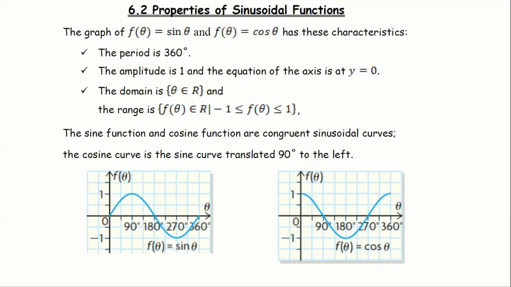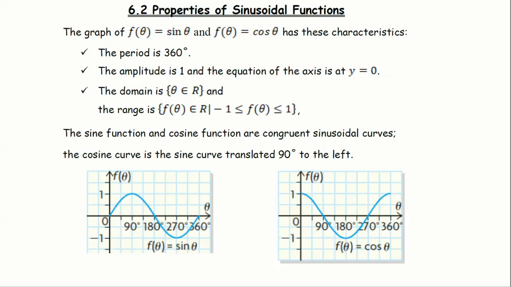Okay, so just a quick recap of the different properties of the sine and the cosine function. Again, the period is going to be 360 degrees, the amplitude is 1, and the equation of the axis is y equals 0. Our domain, theta, is an element of the set of real numbers, and the range, f of theta, is an element of the set of real numbers, again, such that f of theta is greater than or equal to -1 and less than or equal to +1.